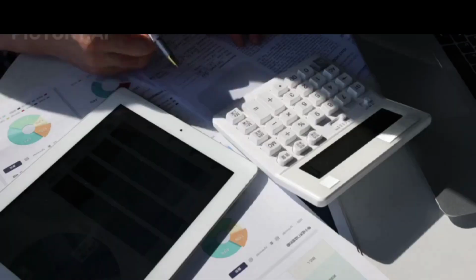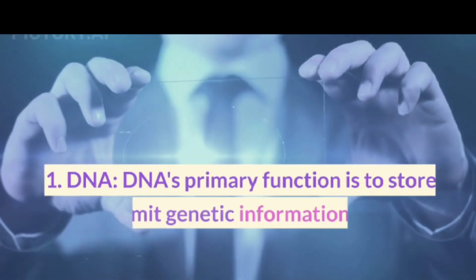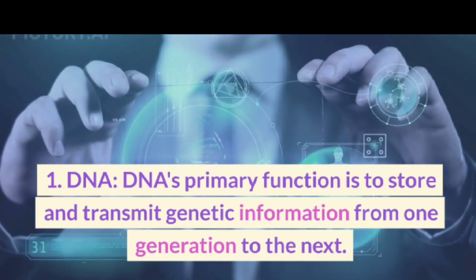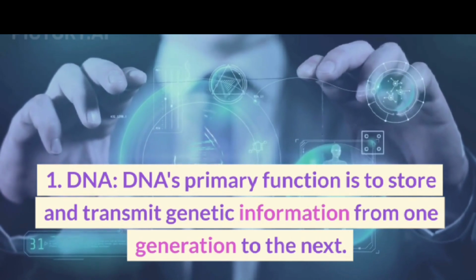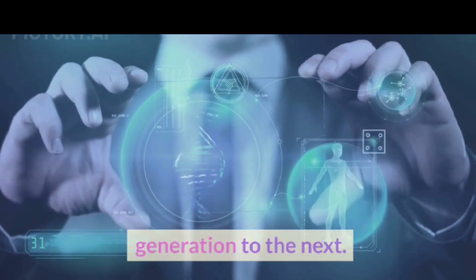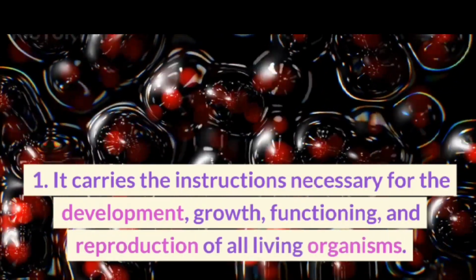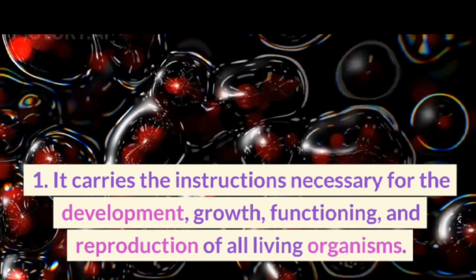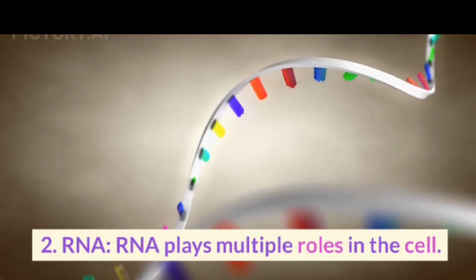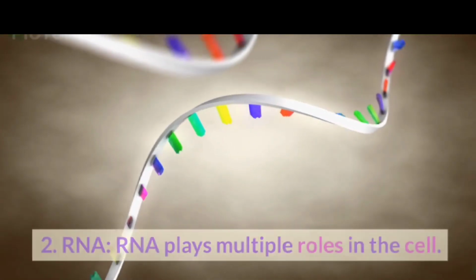Function. 1. DNA. DNA's primary function is to store and transmit genetic information from one generation to the next. It carries the instructions necessary for the development, growth, functioning, and reproduction of all living organisms. 2. RNA. RNA plays multiple roles in the cell.